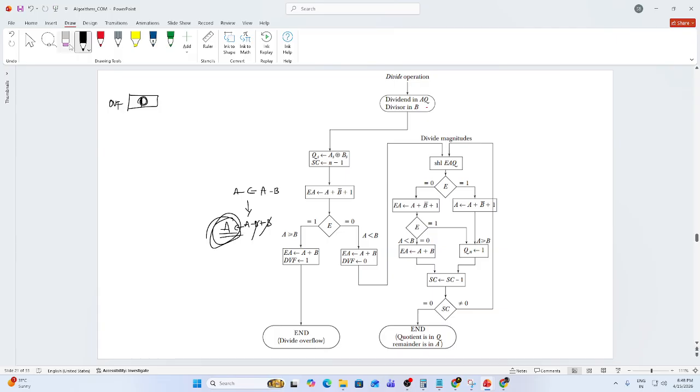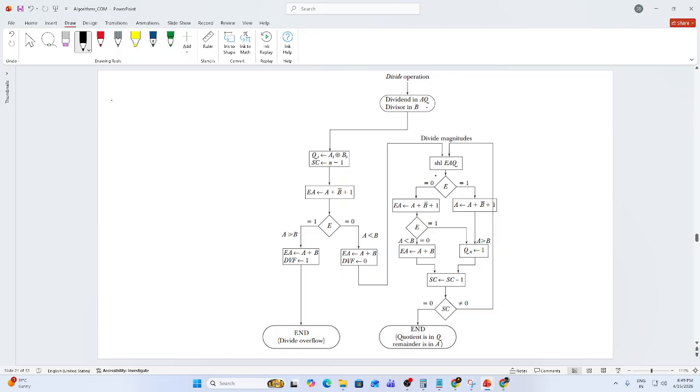Now if there is no overflow, we can proceed with the algorithm. But before proceeding, I need to get back, because here I did A minus B. To get back my original A, I need to again do A plus B, so that the input will be intact in AQ to proceed with the division. So I do A plus B to get back my original A, and OVF is 0.